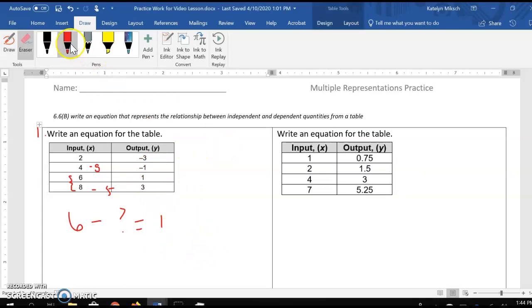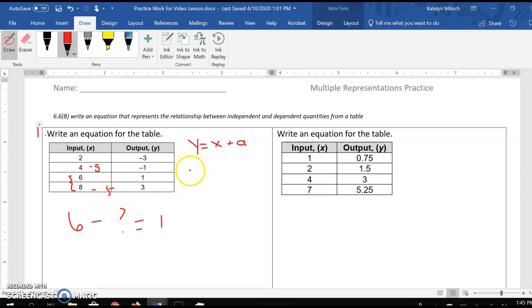When we write an equation for an additive relationship, the format that we use is y equals x plus a. So y and x are going to stay. That represents your input and your output. The only thing that we change in our equation is the a. And the a is what is being added or subtracted.